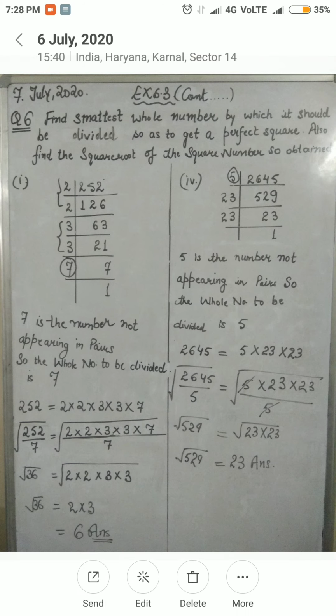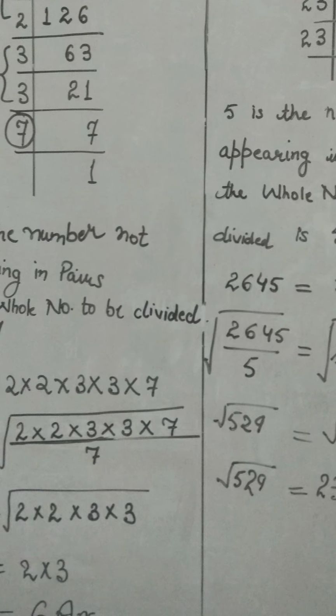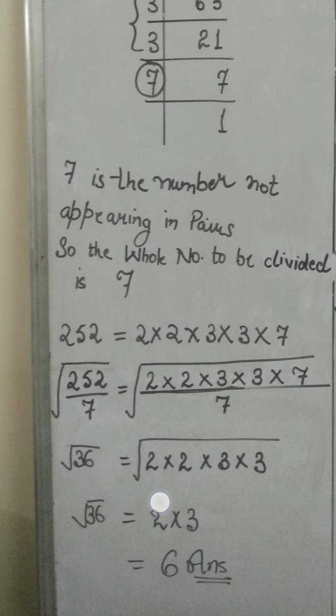And when I divide it with 7, that is 252 divided by 7, on the left hand side I have written 252 divided by 7. On the right hand side I am dividing the prime factors with 7. When you divide the prime factors with 7, then 7 and 7 cancel out. That means you are left with the prime factors on the right hand side: 2 into 2 into 3 into 3. You can see over here.